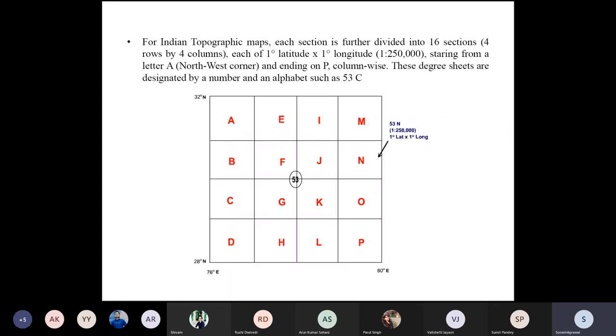So it is from A to P. Four alphabets downward: A, B, C, D, then E, F, G, H, then I, J, K, L, then M, N, O, P. So what will be the lat long extent? Each of these sheets will be 1 degree cross 1 degree, and the scale will be 1:250,000.